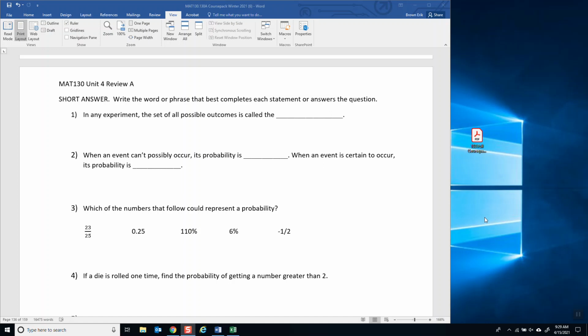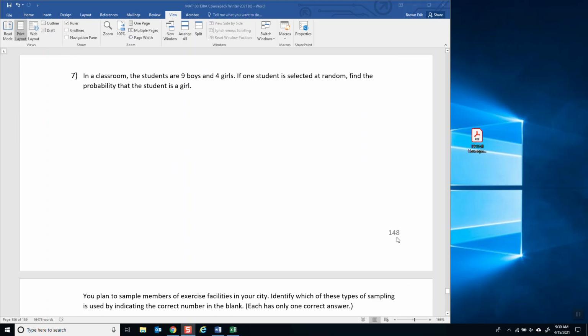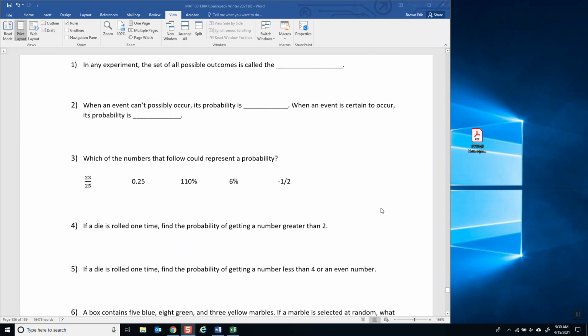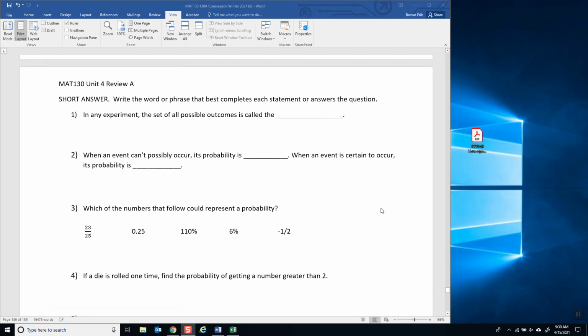In this video, we'll be looking at the Unit 4 Review A. This is the final unit. We are making it to the end, y'all. According to my Word document, this is page 148, but it might be a little bit different on the paper one you got.